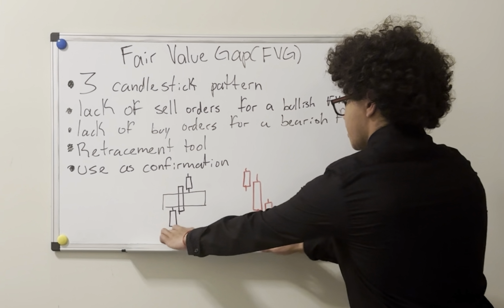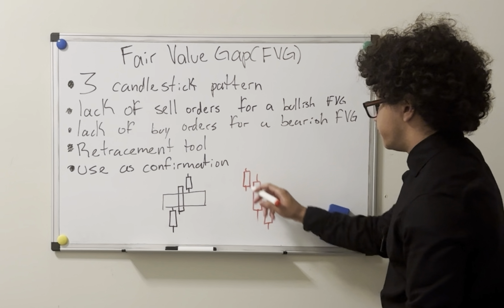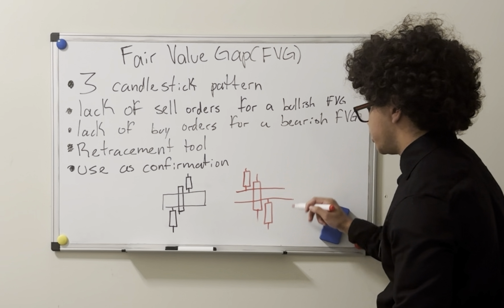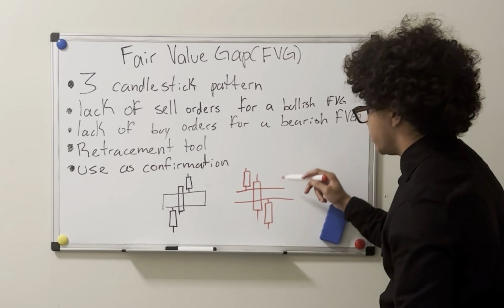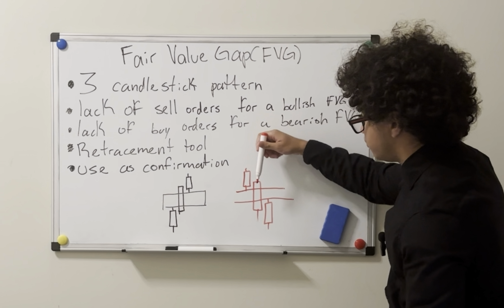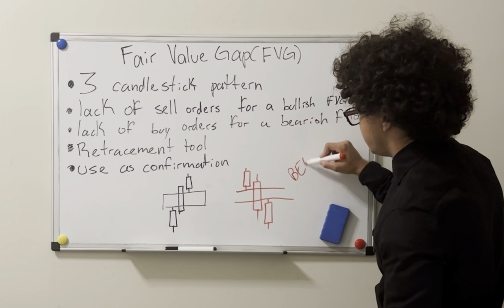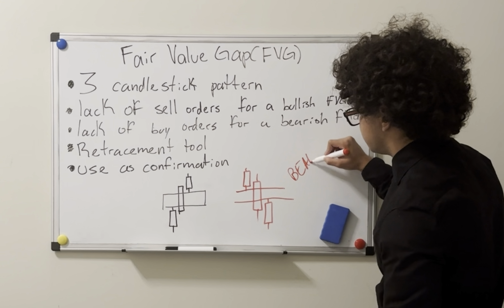For a bearish fair value gap, we have the bottom of the first candle and the top of the third candle, and you can see there's a gap in between those candles. And what's in the middle? That red candle, meaning this is a bearish fair value gap. So let's put bearish and bullish right there.